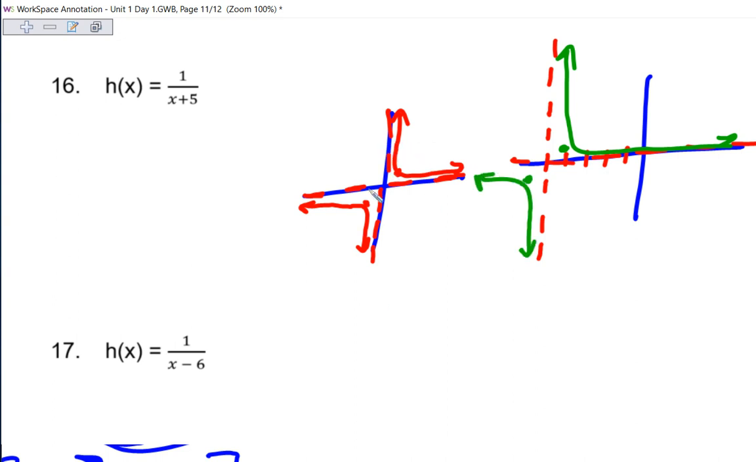So our domain, technically it keeps going left, it keeps going right, so it's almost all real numbers. It's all real numbers except x cannot equal what number? Negative 5. Now, really, did I have to sketch that graph? No, because I knew that the denominator can never equal 0. If I subtract 5, what do I get? Negative 5. Or you can sketch it out. Go ahead and answer question 17.